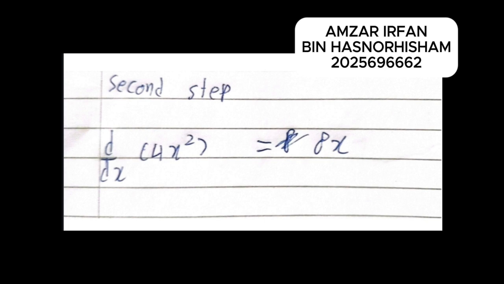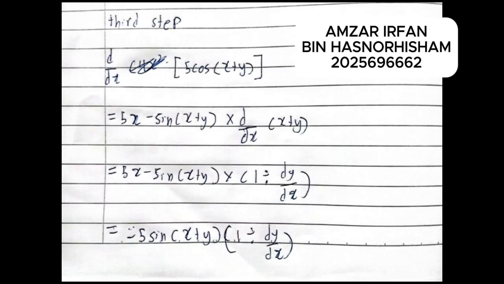That's straightforward. Moving on to the left side, the first term is 5 cos of (x + y). We apply the chain rule here. The outer function is cosine, whose derivative is negative sine. The inner function is x + y, and its derivative with respect to x is 1 + dy/dx, because both x and y contribute. So this term becomes negative 5 sin(x + y) multiplied by the quantity (1 + dy/dx).